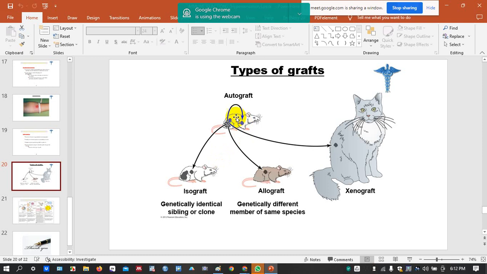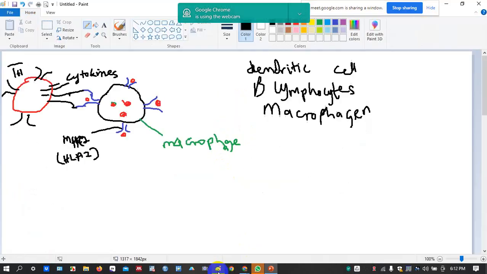So let's see. For instance, an autograft is like this. This is a mouse. You remove tissue here and put it around the chest. We call it an autograft. There will not be any rejection. It's like something a celebrity has gone to do. We call it liposuction. Removing tissue from one place and putting it in another place.